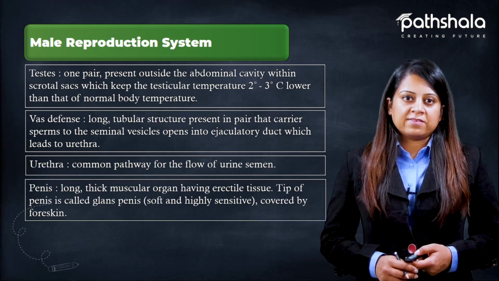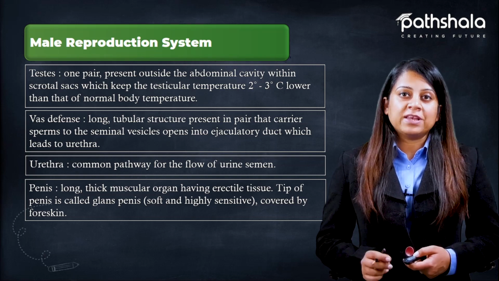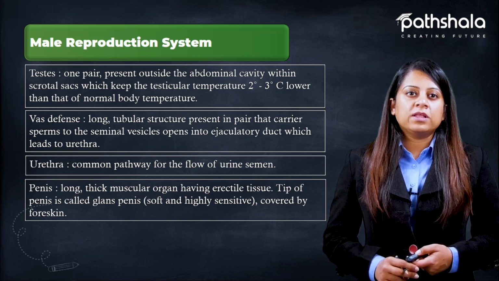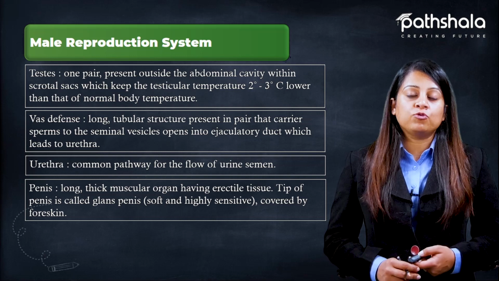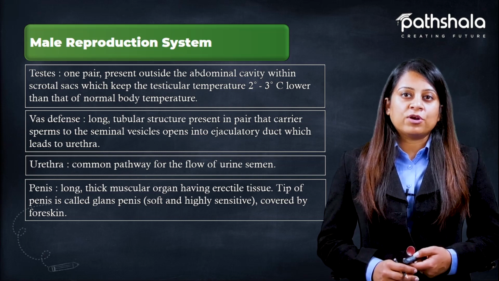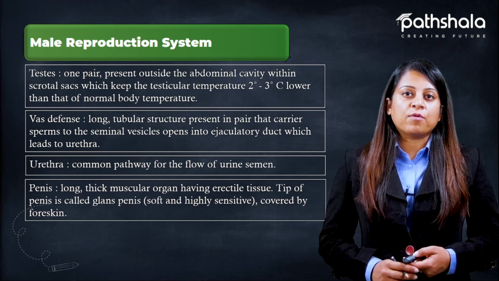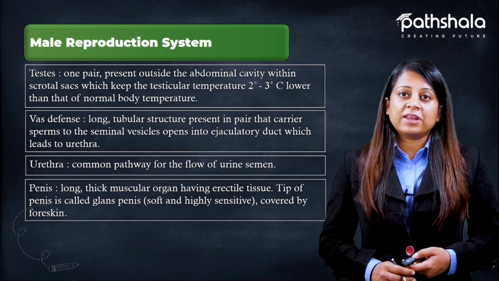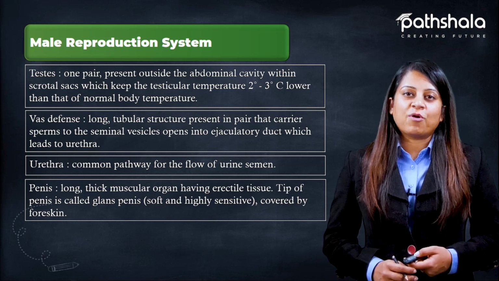Talking about testes. Testes are one pair, that means they are two in number, and present outside the abdominal cavity within scrotal sacs, which keep the testicular temperature 2 to 3 degrees Celsius lower than the normal body temperature, and this temperature helps in the formation of sperms. Testes also release the hormone testosterone, which brings about different changes in the male body.